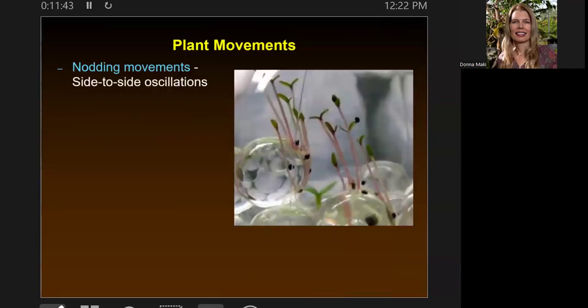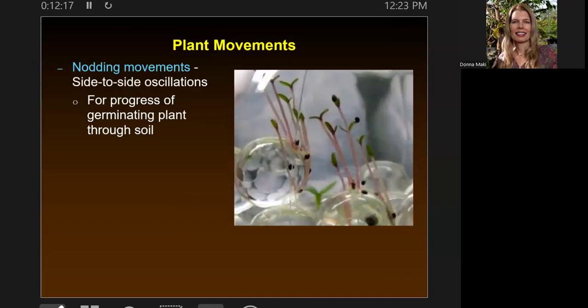Here you see nodding movements. Well, you don't see it happening because it's a picture, but basically, think about a seed in the soil that's germinating and growing. What's the first thing that comes out of the seed, by the way? Radicle. All right, so the radicle comes out and starts searching for water, and then the shoot comes out and starts to want to get above the soil, right?